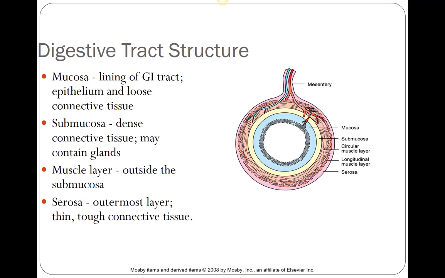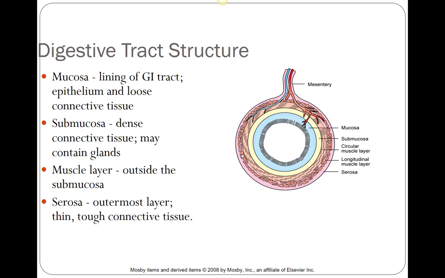Below that you have the submucosa, so this right here would be your mucosa. Below that is the submucosa, which is going to be more like dense connective tissue, kind of like the dermis, and it's going to have blood vessels and lymphatic vessels to hold the mucosa in place, to support it and get nutrients to it, and also to carry nutrients away from the digestive tract into the body through the veins and lymphatic vessels. You have the muscular layer outside of that, which is also known as the muscularis.